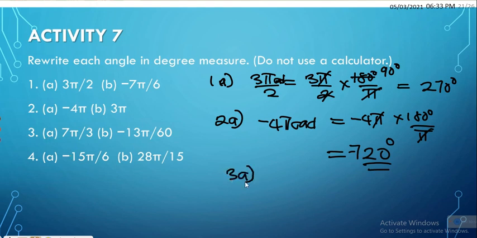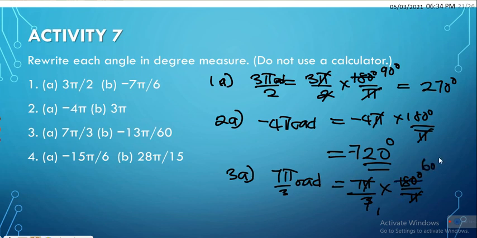And for 3a, we have 7 pi over 3 radian equals 7 pi all over 3 times 180 over pi. So 3 goes in 3 once, 3 in 180 is 60, and 7 times 60 is going to be 420 degree. So this is how to convert from degrees to radian.